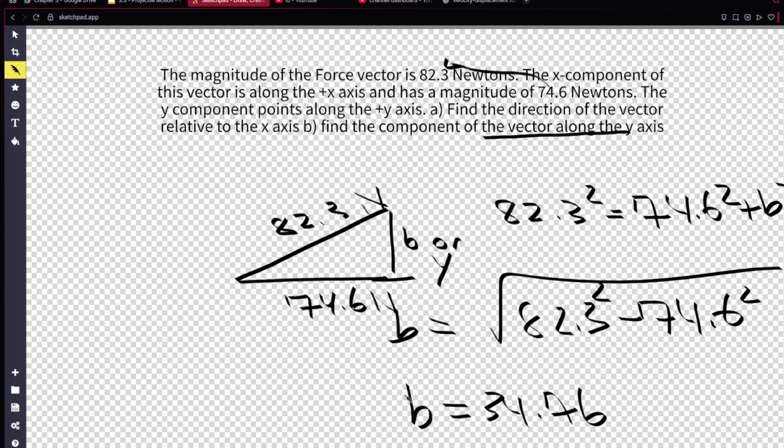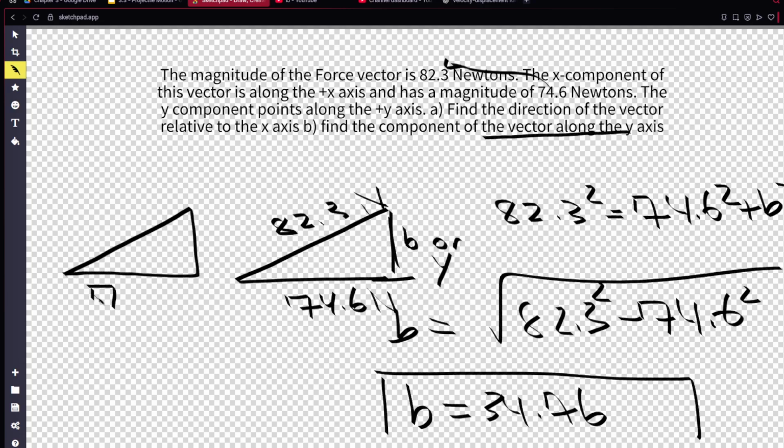So, like the person I am, I solved the second part of the question first. So I solved for the y first. So now let's redraw the triangle. And we have 74.6 and 34.76 and 82.3. So we solved the entire triangle.